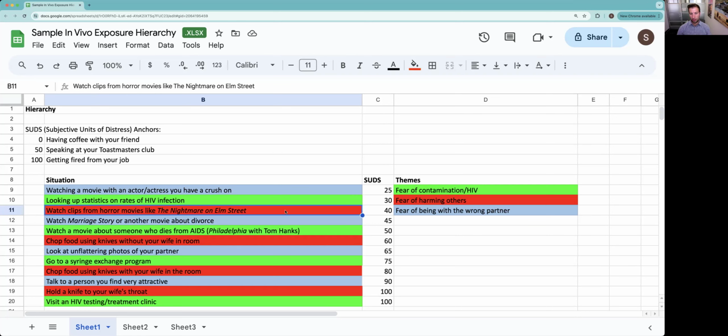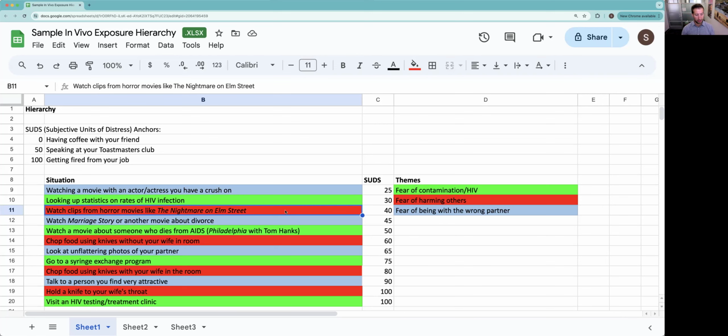Up next, to the fear of harming others, you could watch clips from horror movies like A Nightmare on Elm Street, or a slasher film. And so even though, of course, the movie is imaginal, you're inviting your mind to think about possibly hurting someone. So watching something with blood and guts might bring up a 40 level SUDS.